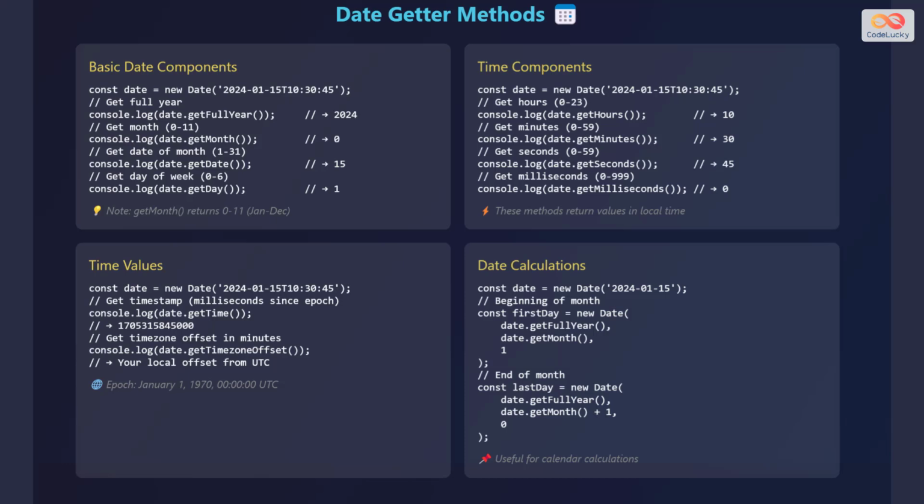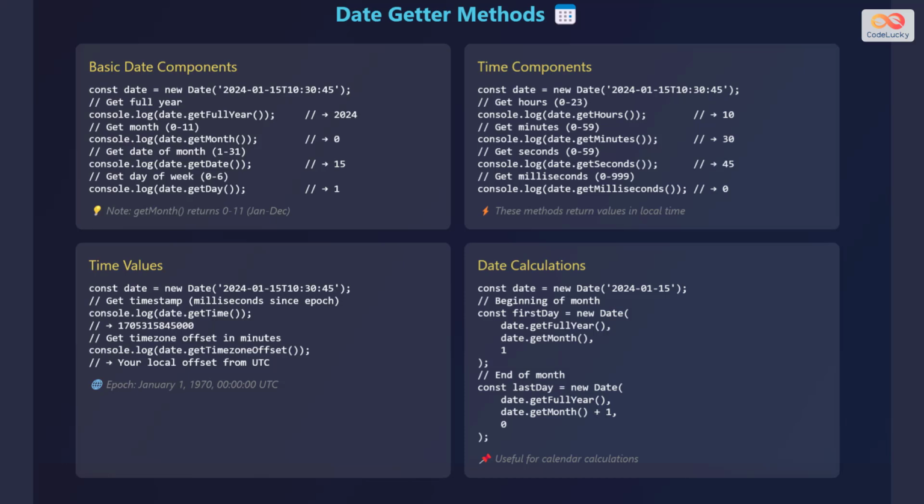The third section covers methods for retrieving the time in terms of values. The getTime method returns the timestamp as the number of milliseconds since the Unix epoch, which is January 1, 1970 at midnight UTC. The getTimezoneOffset method returns the time zone offset, in minutes, between the local time and UTC.